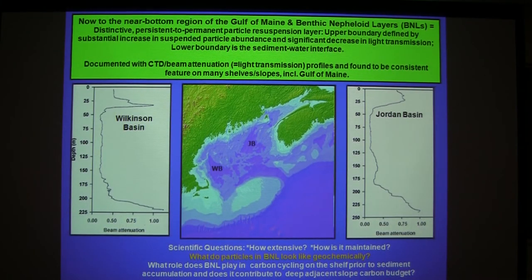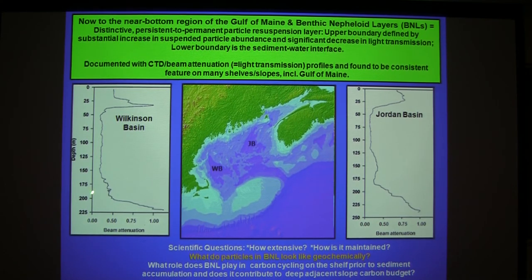So if we go back to the deep waters, this is what I was talking about previously when I said there's this particle resuspension layer. It's called the bottom nephloid layer. It's a very dynamic, permanent to semi-permanent resuspension zone, very distinctive.